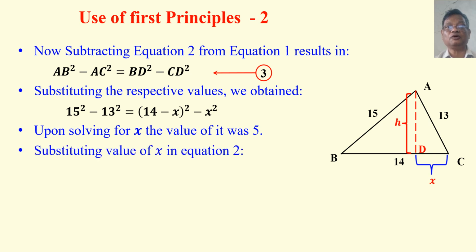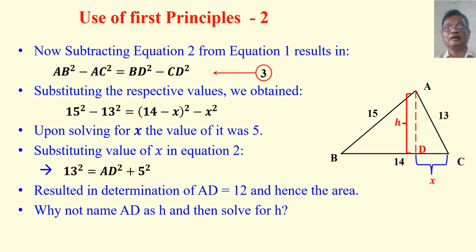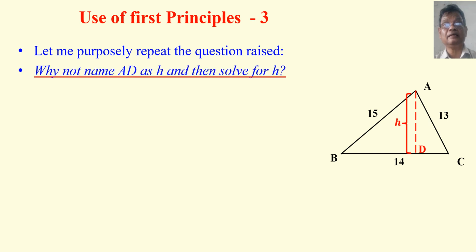Substituting the value for x in equation 2, 13 squared is equal to AD squared plus 5 squared, resulted in the determination of AD equal to 12, hence the area. Why not name AD as h and then solve for h? Let me purposely repeat the question raised. Why not name AD as h and then solve for h?